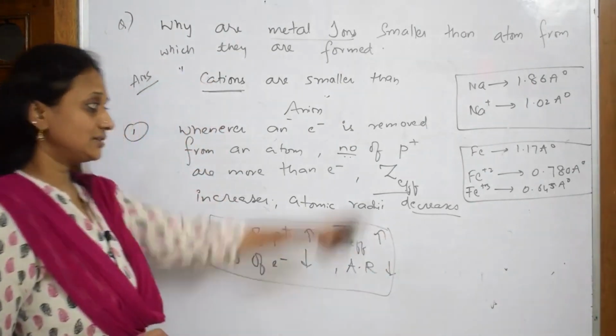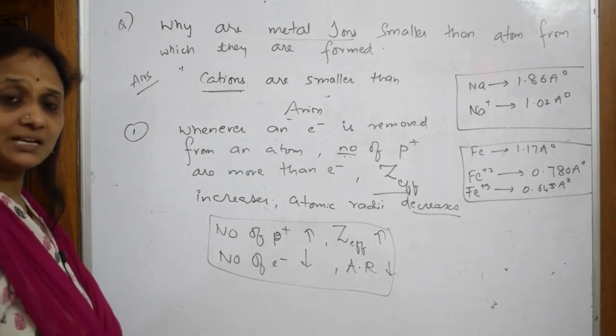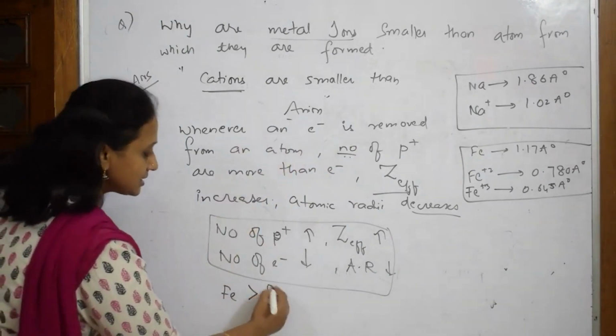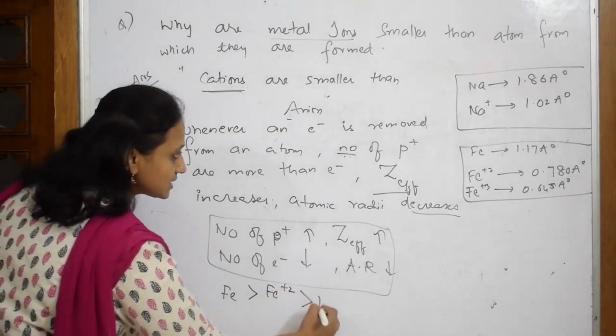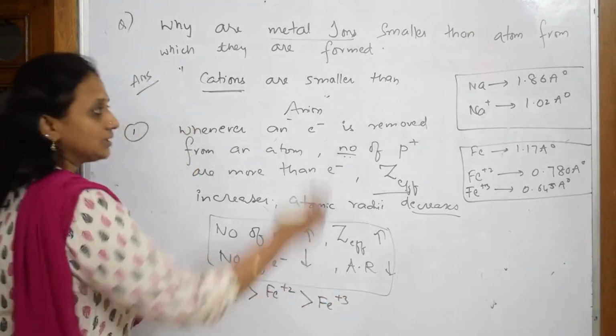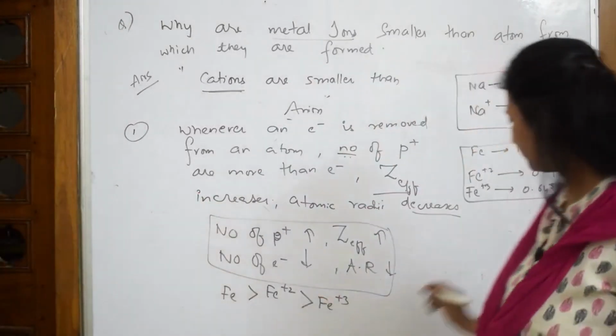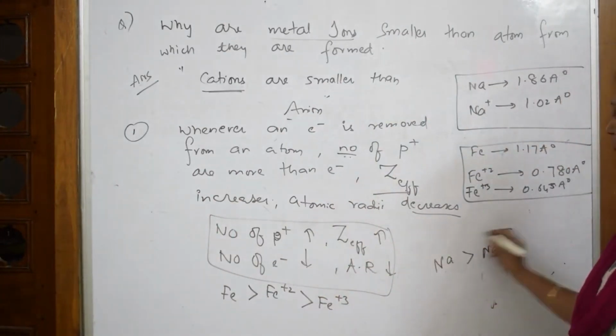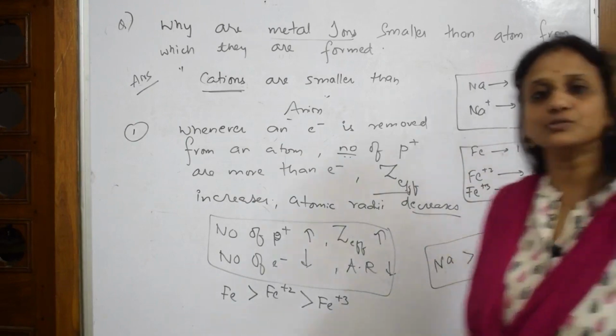So that is the reason when I see the particular metal atom, metal ion, Fe is greater in size than Fe plus 2, which is greater in size than Fe plus 3. Another way around, if you have to write for sodium, sodium is greater than Na plus cation. This is how you're going to write the answer.